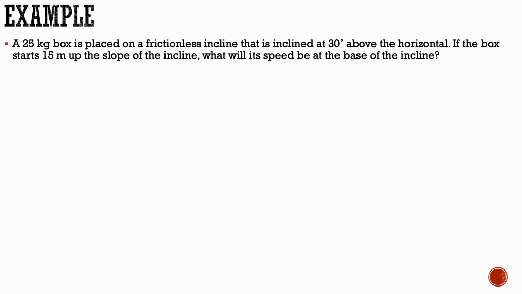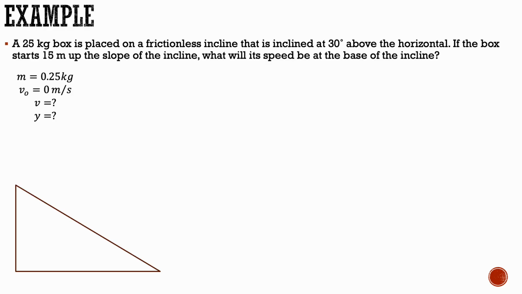Okay, so our last example, we have a 25 kilogram box placed on a frictionless incline. It is inclined at 30 degrees above the horizontal. If the box starts 15 meters up the slope of the incline, what will its speed be at the base of the incline? So we know our mass is 0.25 kilograms. Our initial velocity is 0 meters per second. Our final velocity we're looking for. We also know we're going to need to find our change in y, so we need to solve for that as well. So as part of this question, I'll also draw out our situation. So we have an incline that's inclined at 30 degrees, and the slant of it is 15 meters long.